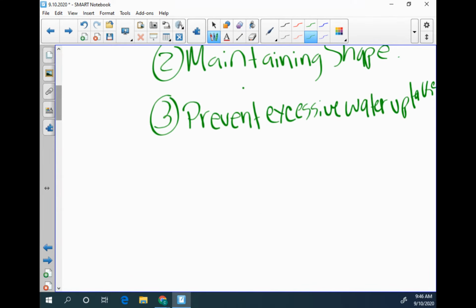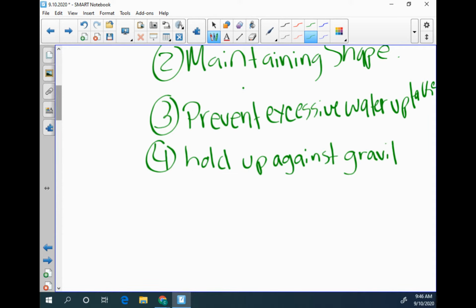Cell walls also hold plants up against gravity. So we have our bones that keep us standing, that fight the force of gravity, right? Our bones, our muscles. This guy doesn't have any bones or muscles. It stands up because the cell walls keep us straight. So, there's that. Any questions about cell wall function?